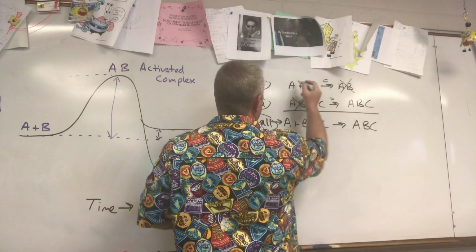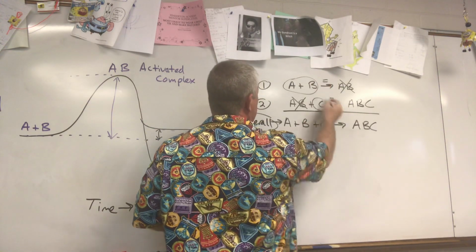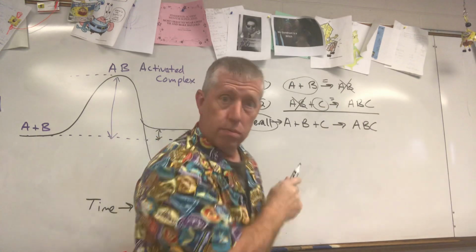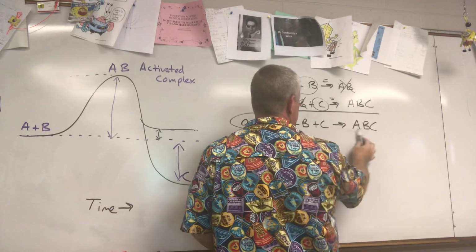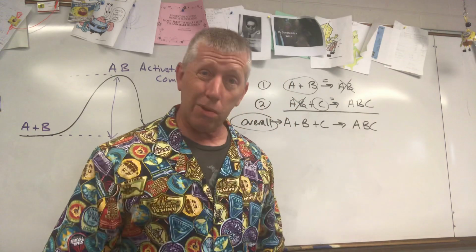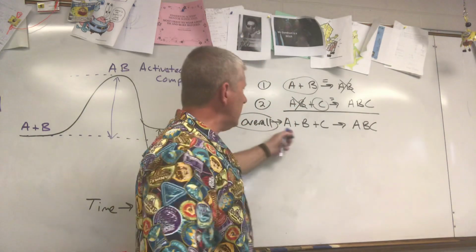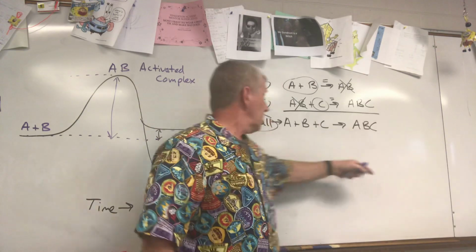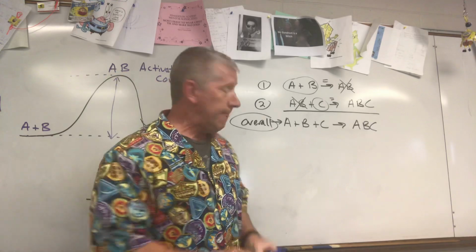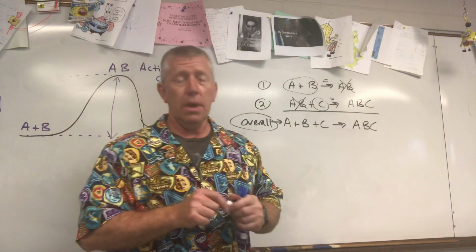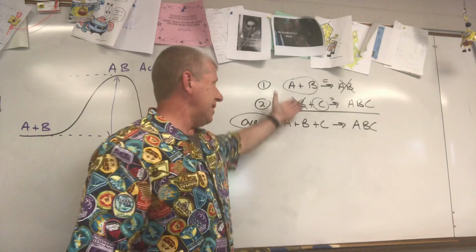On this side, I have an A and a B and a C. On this side, I have an A, B, C. So we end up getting the overall reaction from the two partial or elementary steps in that reaction. Okay? And this is what you're going to see. You're not going to see these steps.